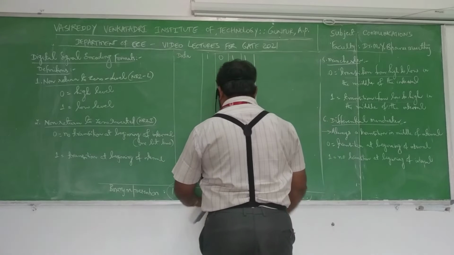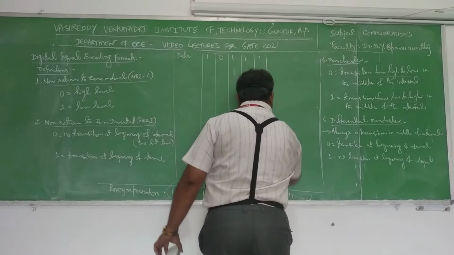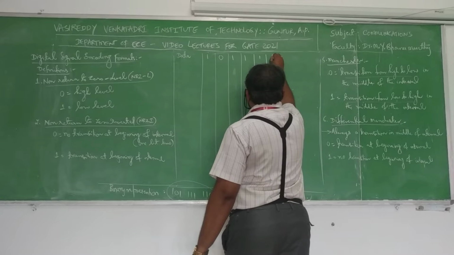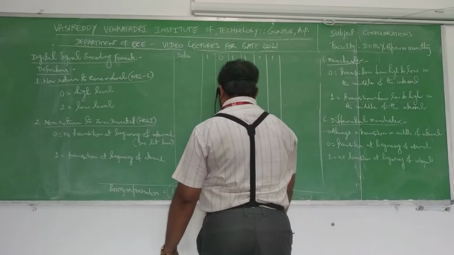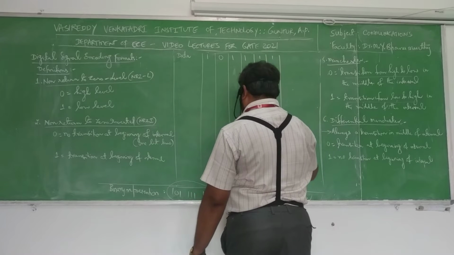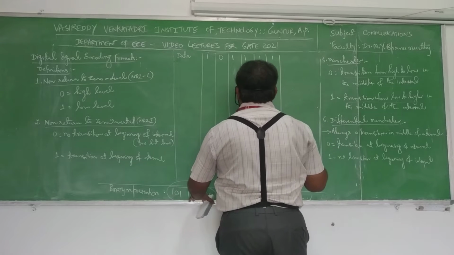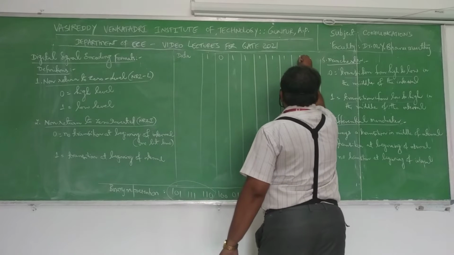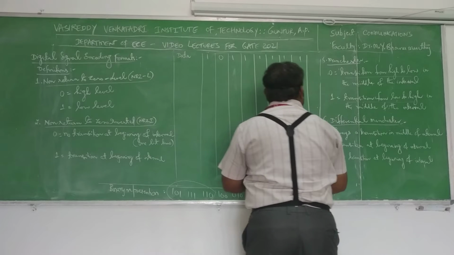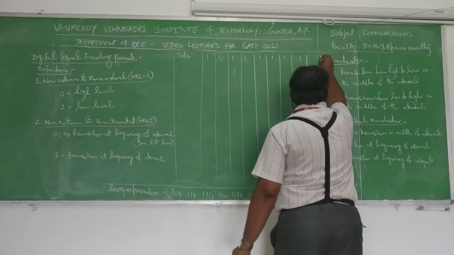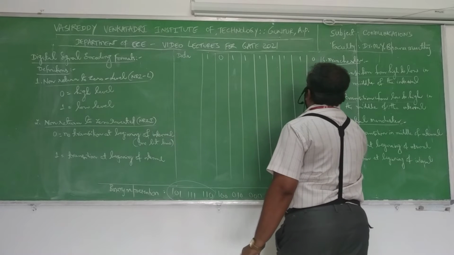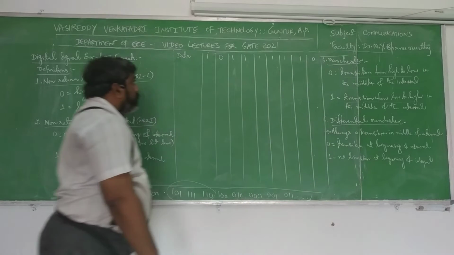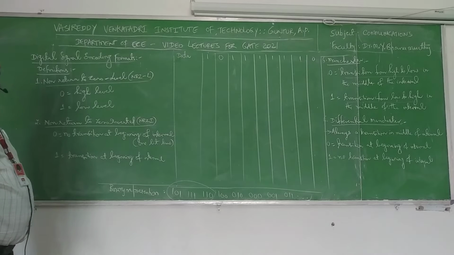So 1, 0, 1, 1, that's 1. 0, 1, 1, and another 1, 1, 1, 0, 1, 1, 0. Okay. So this is our data, right? So 1, 0, 1, 1, 1, 1, 1, 0.